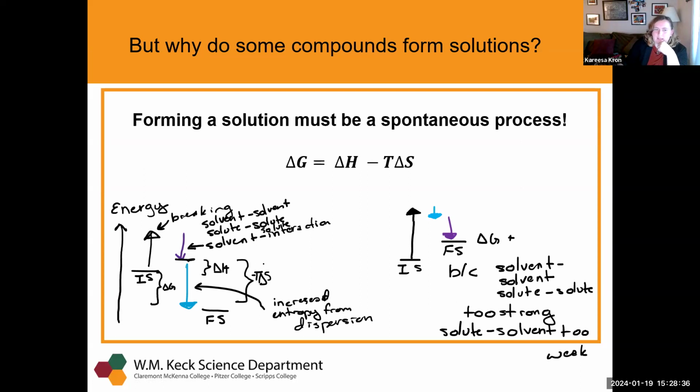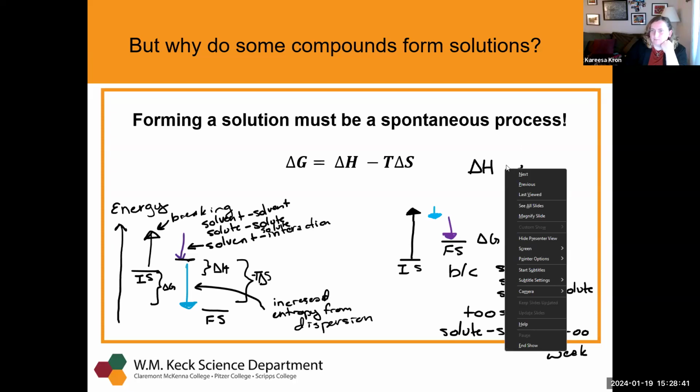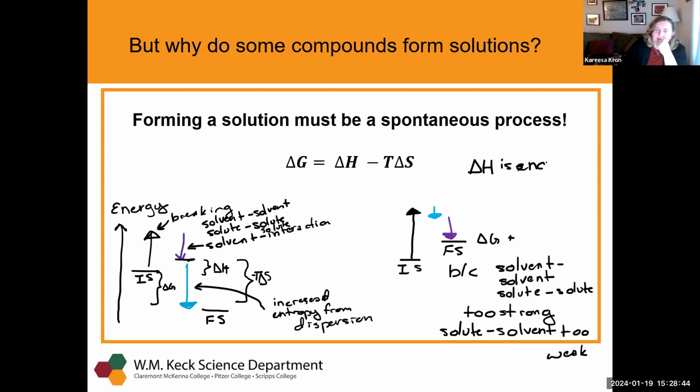And so in both of these cases, our delta H is endothermic, which means that for both of these cases, the intermolecular forces that existed before you mix them are stronger than the intermolecular forces after you mix them. It's also possible that the solute-solute and solvent-solvent interactions could be weaker than the solvent-solute interactions. So I'll draw that one as our last example here. So I've got to erase again. So pause if you need to write down what I wrote.